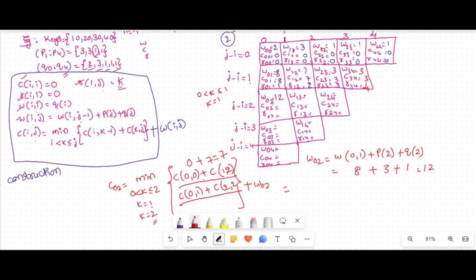For k value 2, C01 is 8. C22 is 0. 7 or 8, which is minimum? 7 is minimum. So 7 plus. How did you get this 7? For what value of k you got 7? K equal to 1. Okay. 7 plus W02. What is W02? Here it is 12, which is nothing but 19. So here it is 19.